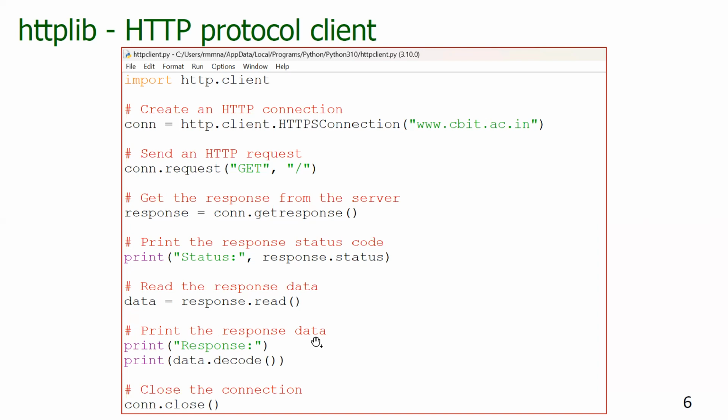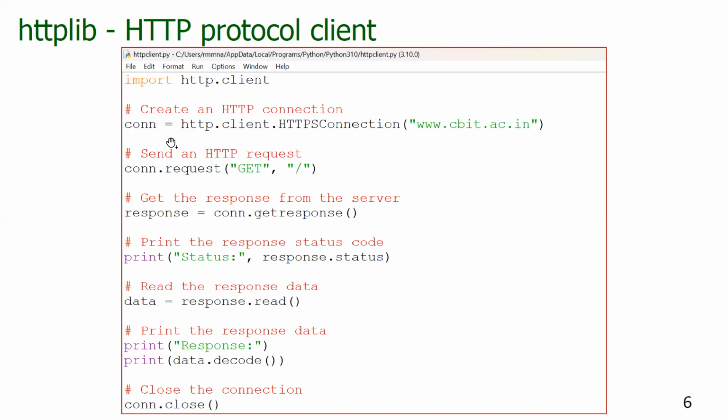Then you print the response data in a print statement. The data object is decoded, so print data.decode. Finally, close the connection with conn.close. Here you can observe the steps for any HTTP protocol.